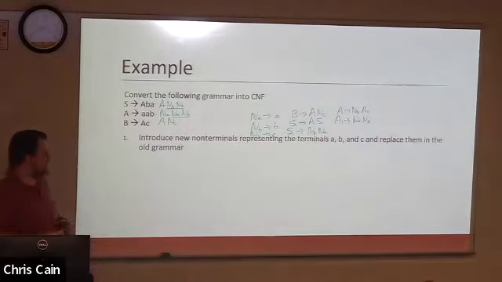There we have it. A grammar in CNF that is logically equivalent, representing exactly the same language as this grammar. But all productions are in one of those two forms: non-terminal arrow terminal or non-terminal arrow non-terminal non-terminal.